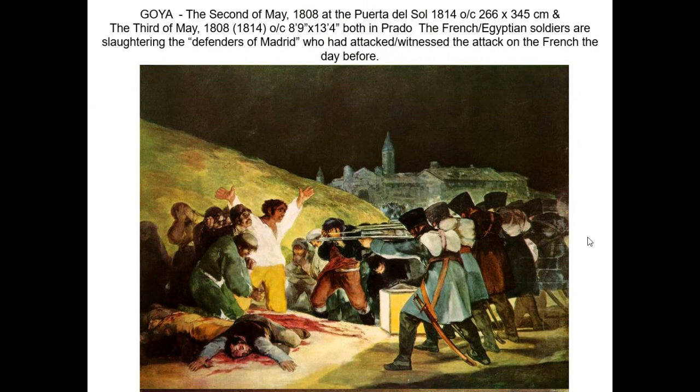the faces of the Spanish citizens of Madrid. We can't see the faces of the French soldiers. So are we manipulated a bit, both by Géricault's painting of the Raft of the Medusa and by Goya's painting of the 3rd of May? It's very clear who we are supposed to be supporting, who we're supposed to be sympathetic toward from the point of view of the artist who made these works.